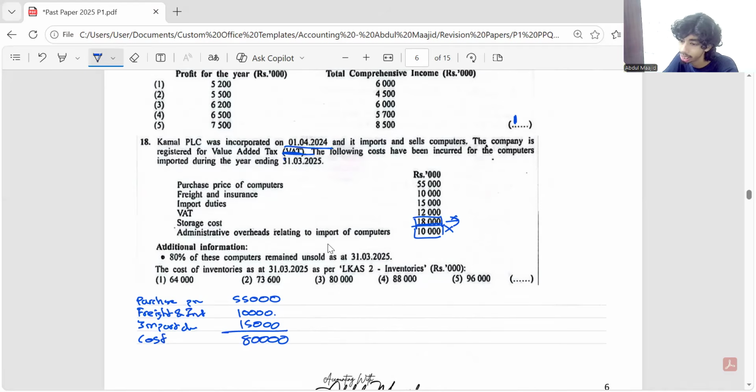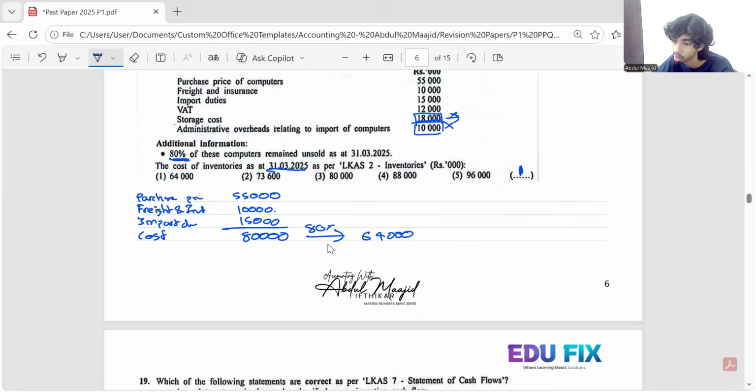Now what are they saying? Out of this computers cost, 80% of the computers are remaining in the closing stock. Here they are asking the cost of inventory as at 31st March. Now they are asking the closing stock. How much is 80% of this? 80% of that will be 64,000. That is answer number 1. Your closing stock will be 64,000.